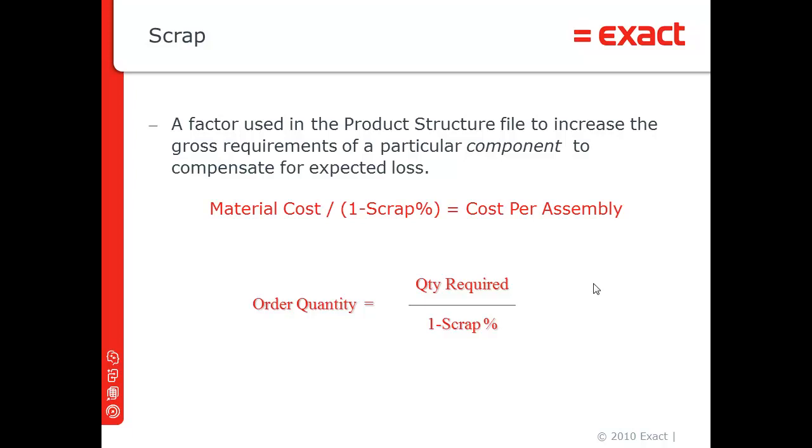Now, the cost per unit is affected by this. The material cost is divided by 1 minus the scrap percent, which equals the cost per assembly. Again, the order quantity is increased as well. The quantity required is divided by 1 minus the scrap percent.